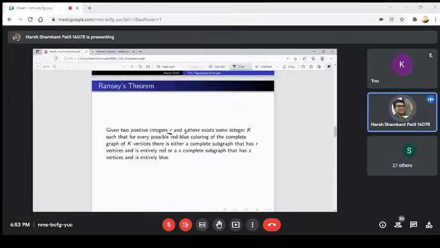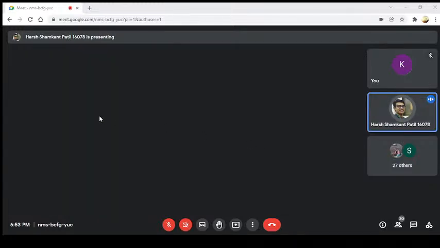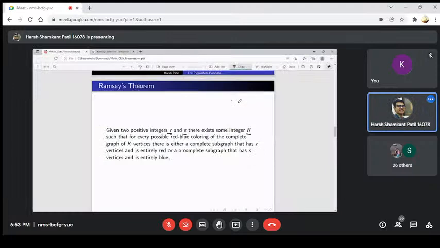So we are given two positive integers r and s. Then there is some large integer k, such that for every possible red-blue coloring of the complete graph on k vertices. So what do I mean by a complete graph? I will take k vertices and connect all possible edges that are there.